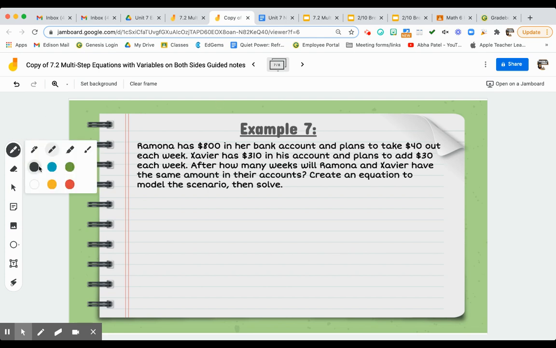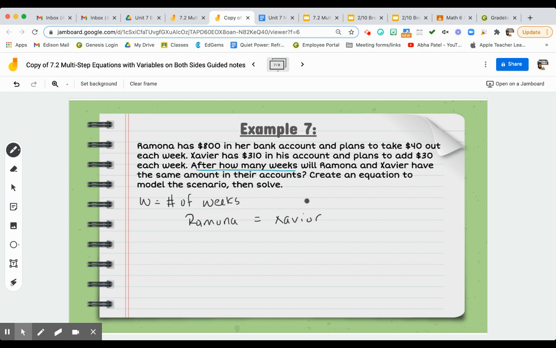So when you're doing a word problem, always look for the question: after how many weeks. So that is telling you what your variable is. Your variable is, I'm going to make a W, the number of weeks. I always like to make my variables with whatever it represents. So my W is going to be number of weeks. Now let's go back to the problem. Ramona has $800 in her bank account. So this is going to be Ramona. And you're trying to figure out when Ramona equals Xavier. That's what you're trying to figure out, when they equal each other.